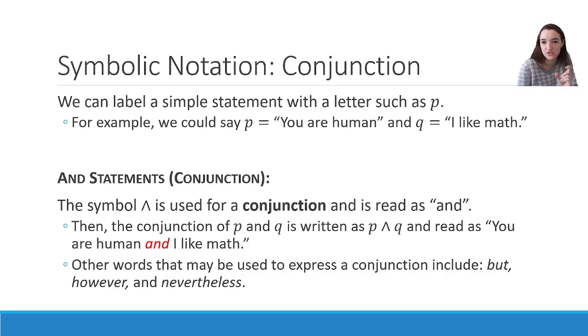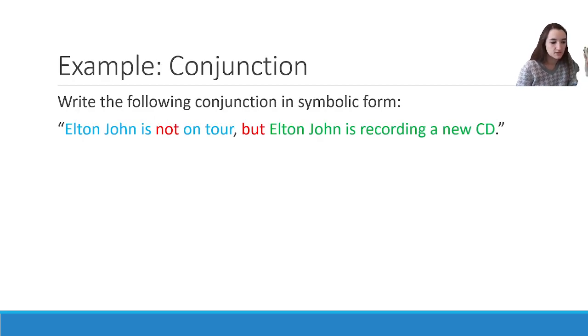It means we're combining two things together in a particular way that we're going to study a little bit later. Just trust me when I say and and but are the same thing logically, even if there's a little bit more to it when you're writing in English which one you would want to use. Okay, so here we have our first example. If we wanted to write the following conjunction in symbolic form, I've highlighted it in colors so that we can see what needs to stand out to us.